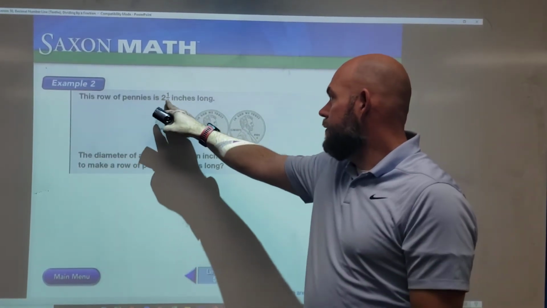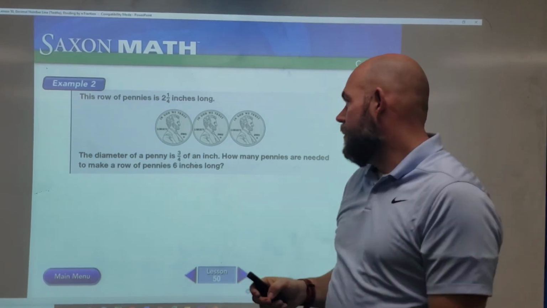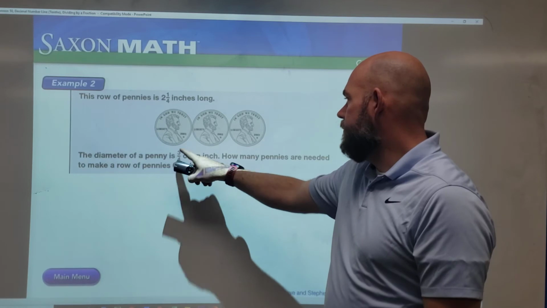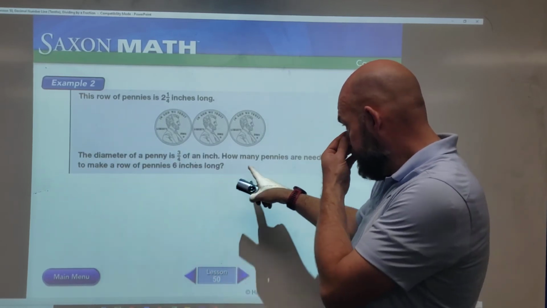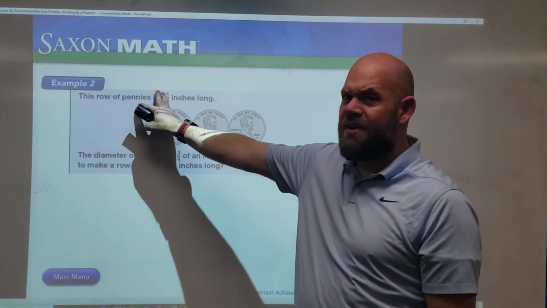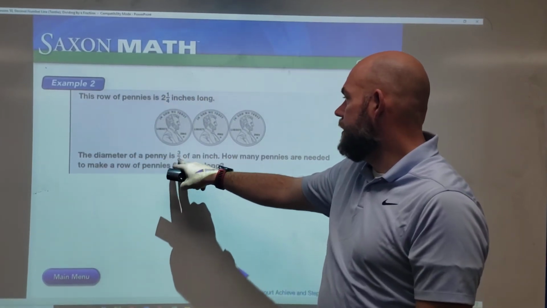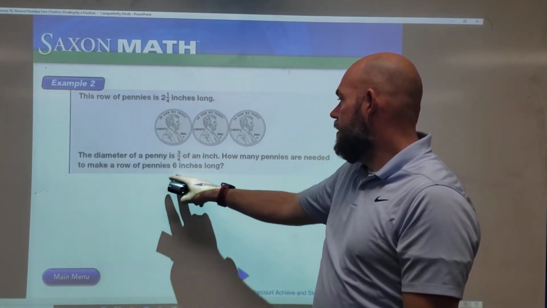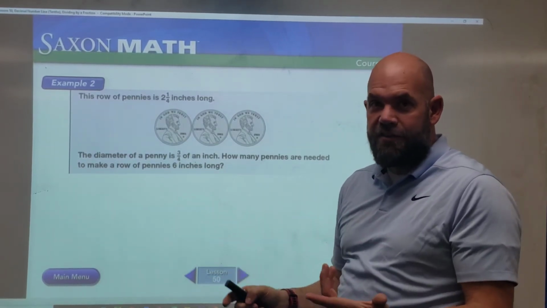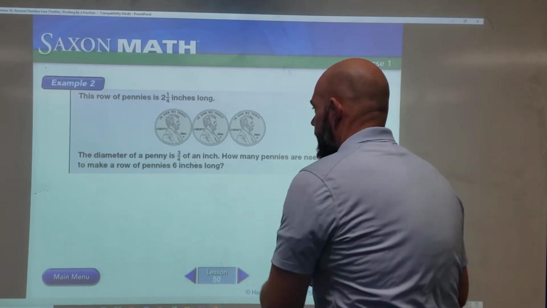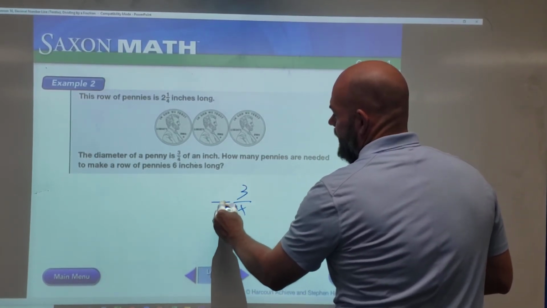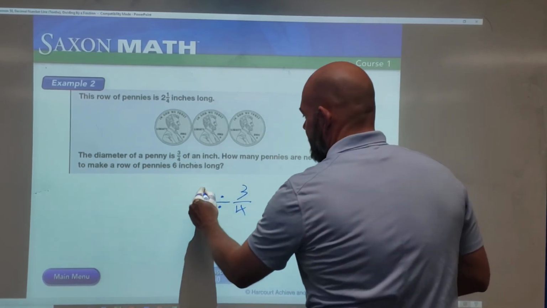A row of pennies is 2 1/4 inches long. I always like to start by writing out the things. So 2 1/4. The diameter is 3/4 of an inch. How many pennies are needed to make a row 6 inches long? So actually we don't even need this information. We need 3/4 in a 6. And so the in is going to be the divide. So we're going to, again, write it out 3/4 backwards. In a is the divide sign, 6.